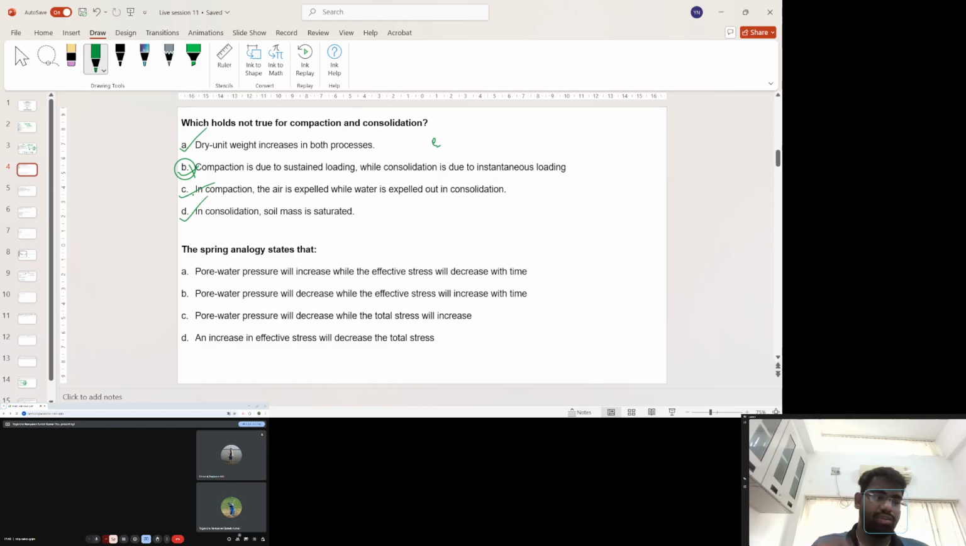All right. So coming to the next question, the spring analogy states that pore water pressure will increase while the effective stress will decrease with time. That is, they mean during consolidation. Pore water pressure will decrease while the effective stress will increase with time. Pore water pressure will decrease while the total stress will increase. An increase in effective stress will decrease the total stress. Which of the options are right?